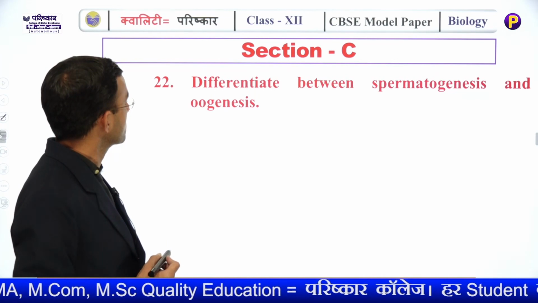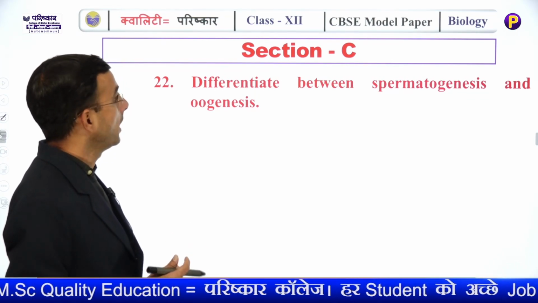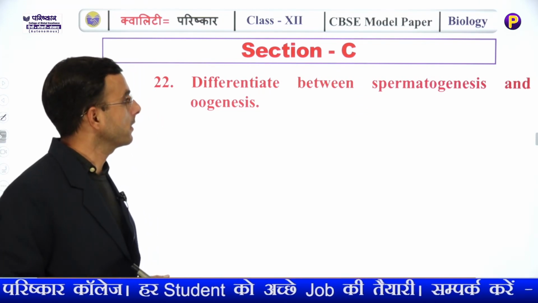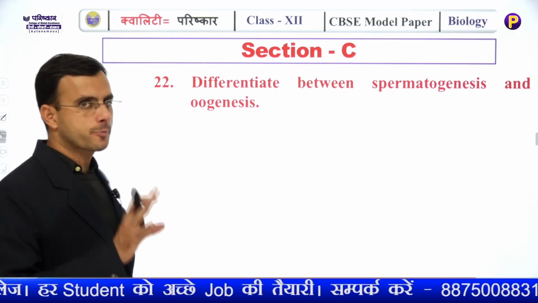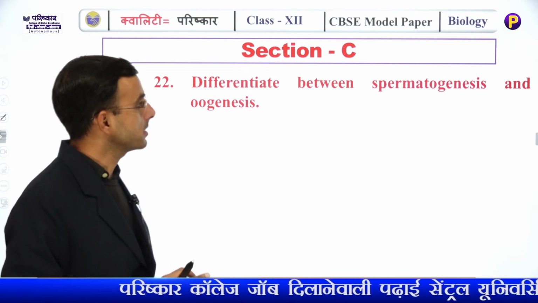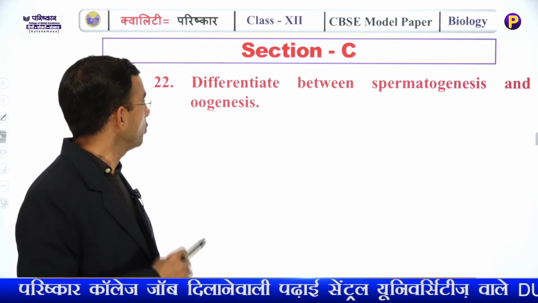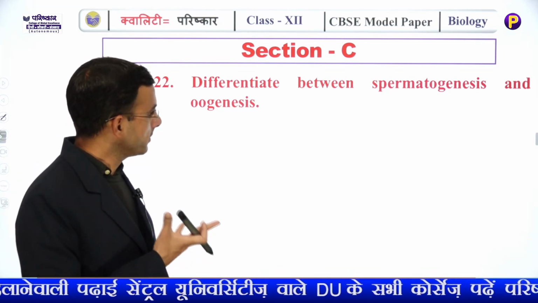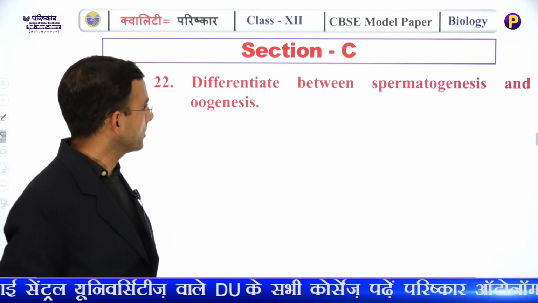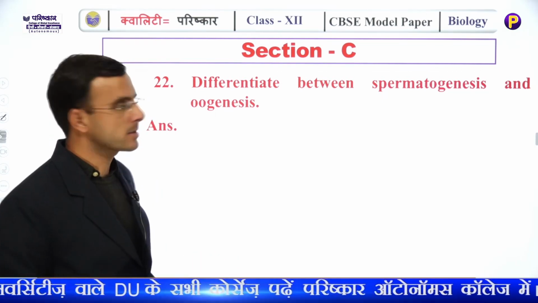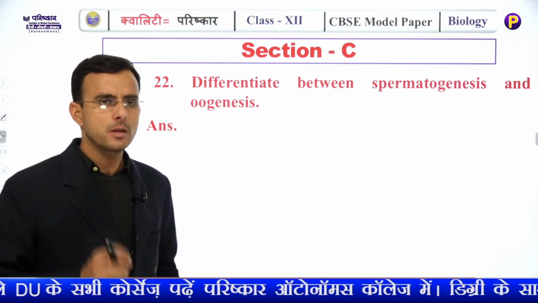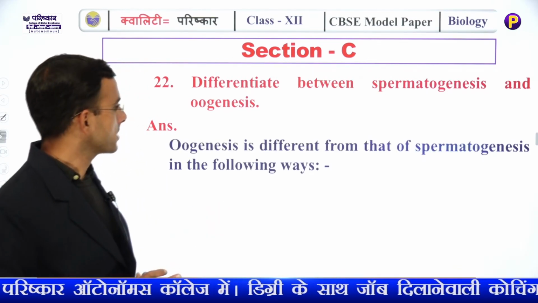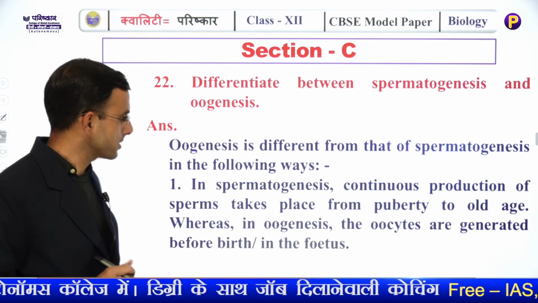Now, the 22nd question is: differentiate between spermatogenesis and oogenesis. That is part of the reproductive system. Spermatogenesis takes place in the testis, and oogenesis takes place in the ovary. So what is the difference? Spermatogenesis is the formation of sperm. That is the first difference.